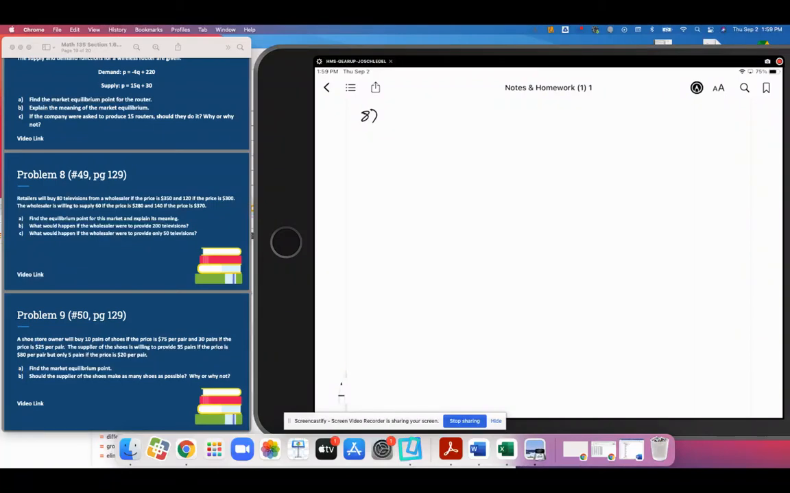Number 8, retailers will buy 80 televisions from a wholesaler if the price is $350, and 120 if the price is $300. The wholesaler is willing to supply 60 if the price is $280, and 140 if the price is $370. So it looks like on this one we have a classic case of supply and demand, everyone. The demand was given to us first, and the supply was given to us second.